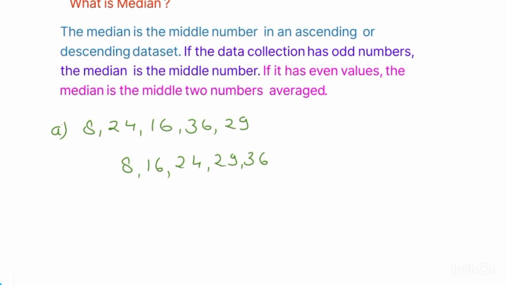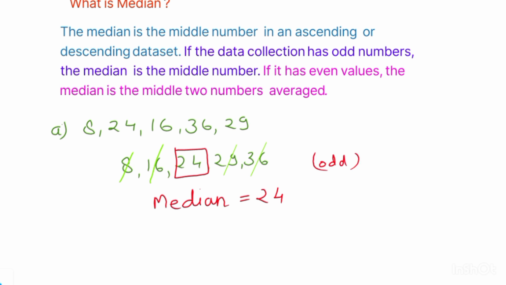Now after writing in ascending or descending order, the middle term is the median. So if we cancel the first term and the last term, this by this, the middle term is this one. So the median of this data set is 24, because this is an odd number of data values. So we find out the middle term easily. Okay, now let us take one more example.